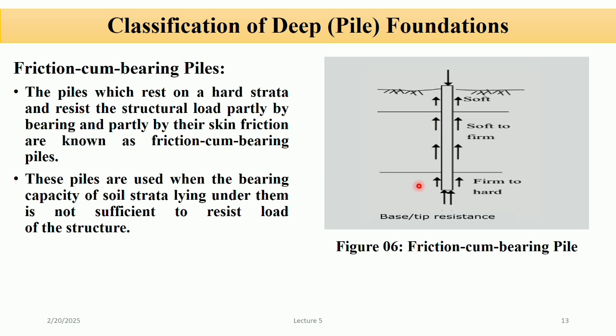So now let's discuss how the friction cum bearing pile works. The upper portion of the pile transfers the load partly by skin friction, and the lower end of the pile transfers the load by end bearing. So this combination provides higher load capacity than using just one method.